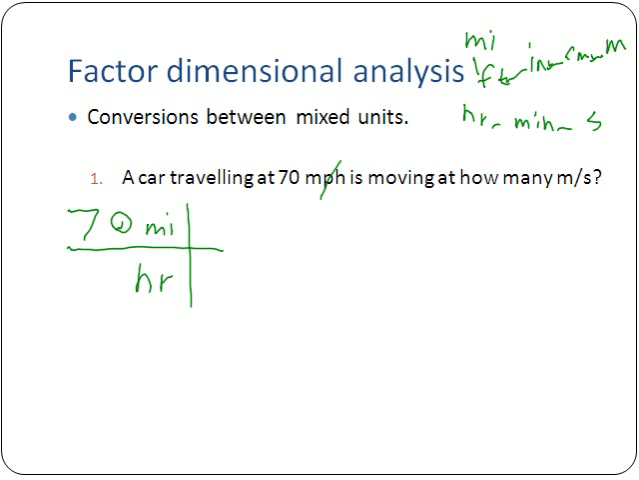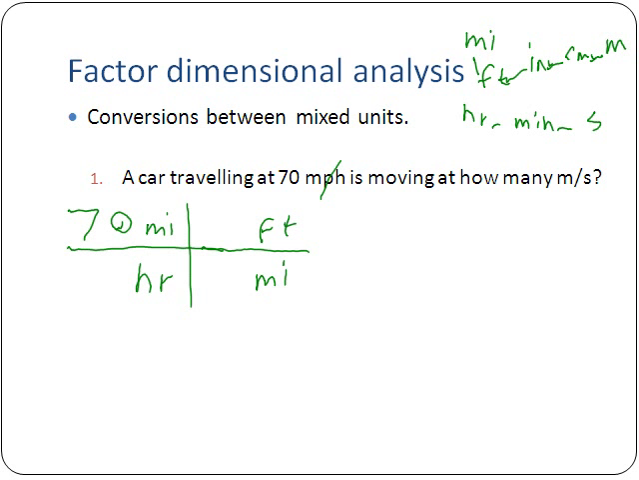Back to our problem here, 70 miles per hour. You can choose to convert miles to meters first or hours to seconds first. It doesn't matter what order you do them in. Either one is just fine. And so in this case, I'm going to choose to do miles. So we're going to start off by putting miles on bottom. We're going to go, as it says, to feet first. And so we've got miles to feet right there.